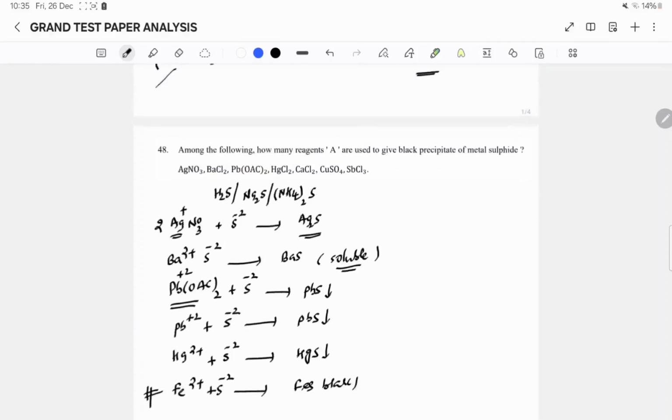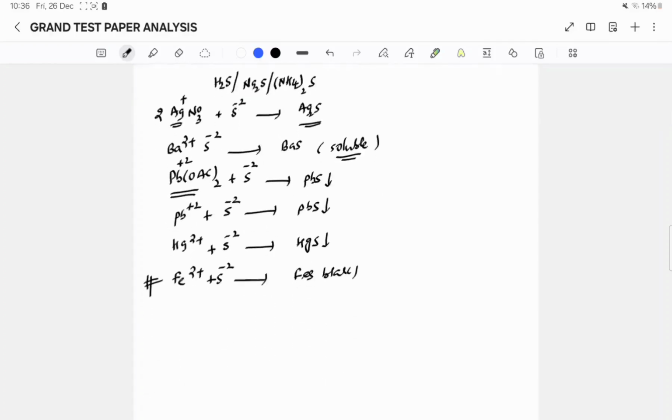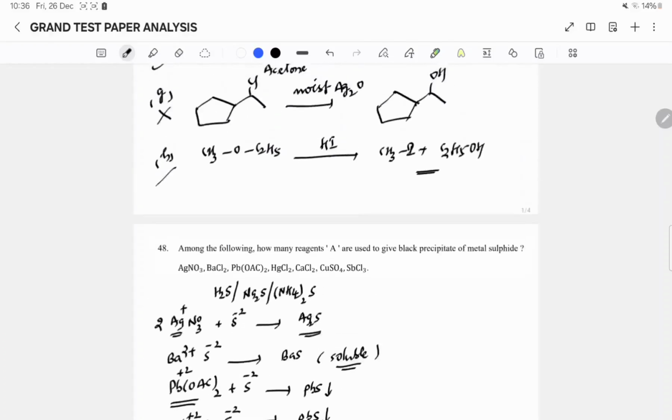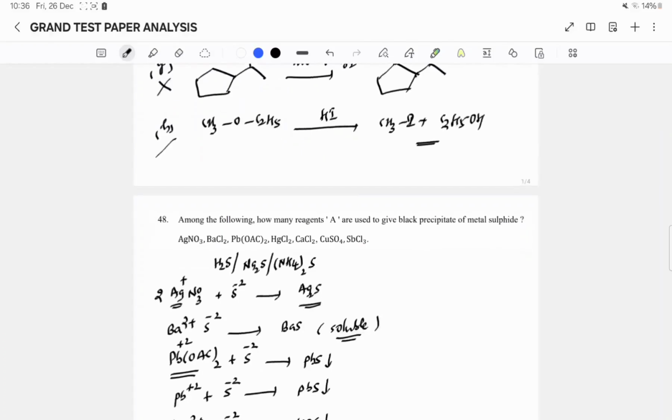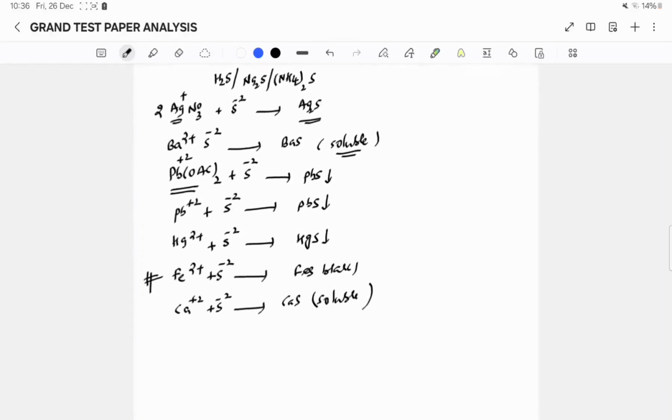Next, similarly, student, you can take the CaCl2, right? Okay. So calcium chloride reacted with S minus 2 forms calcium sulfide as a soluble compound. Similarly, student, one more option is given as copper plus 2. Right. So copper plus 2 will react with S minus 2. It will form, student, CuS as a black PPT.